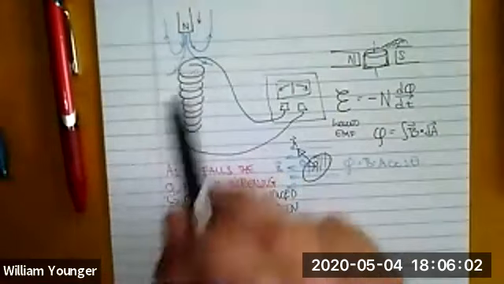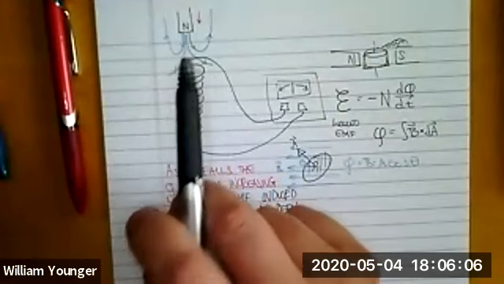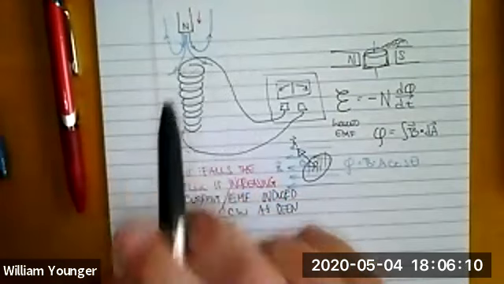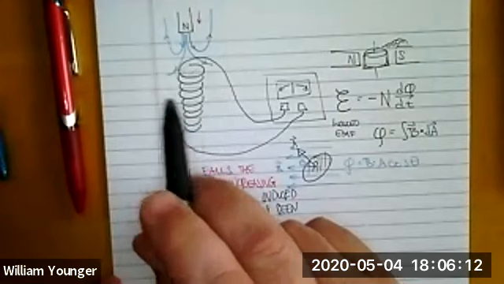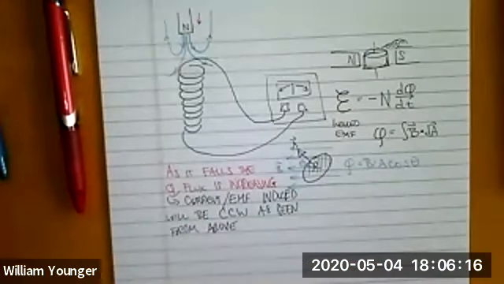Lenz's law is the toughest conceptual topic, probably in this whole semester: conceptually, how does an induced current act, in which possible direction? So I'm going to give you a couple of examples of stuff like that.